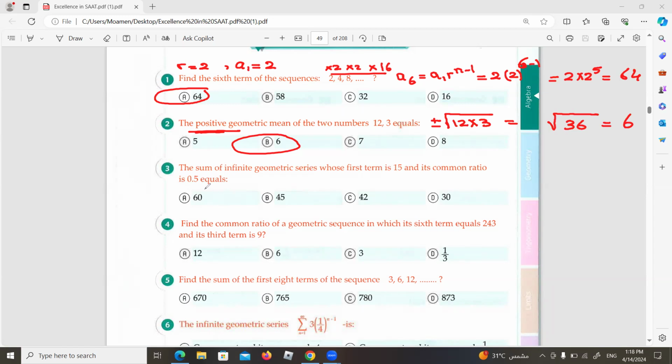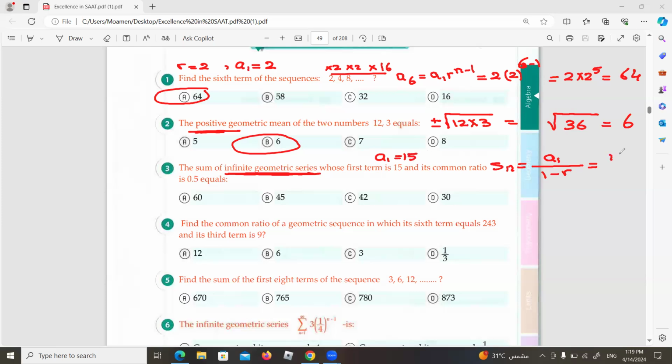We're going to number 3. Find the sum of the infinite geometric sequence. Oh, infinite. So S infinity equals, I write the rule, A1 over 1 minus R. So I need A1. Whose first term is 15? Oh, A1 is equal to 15.